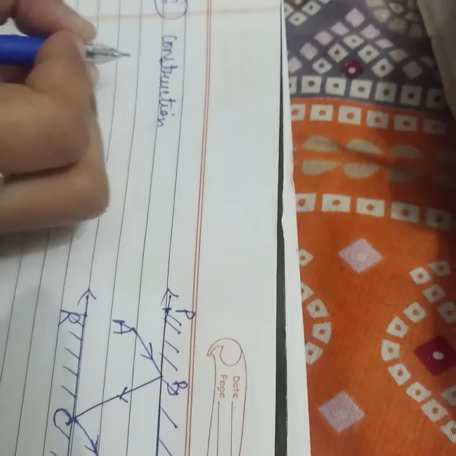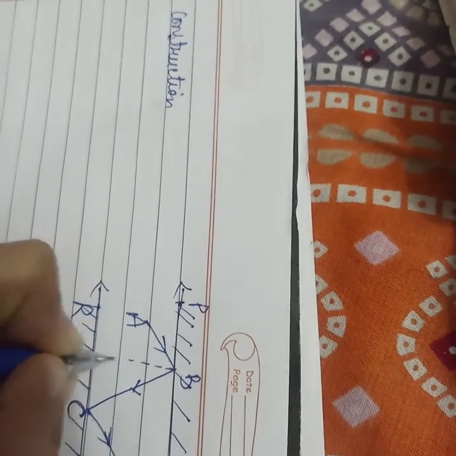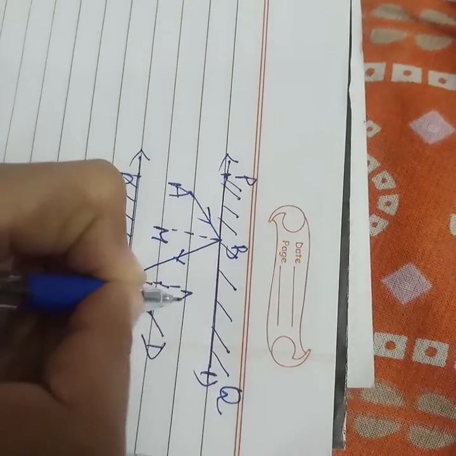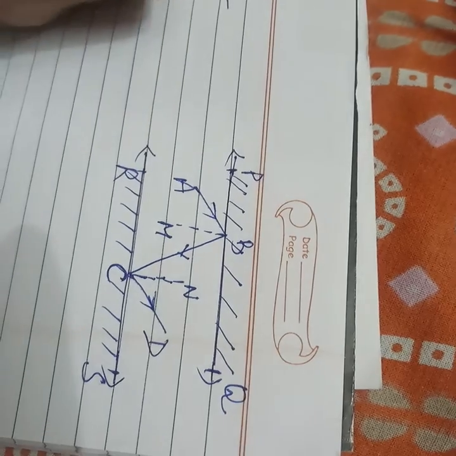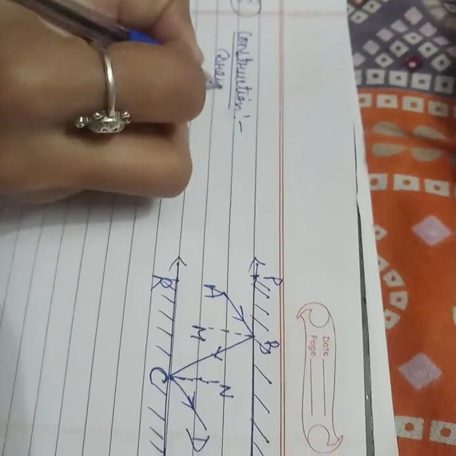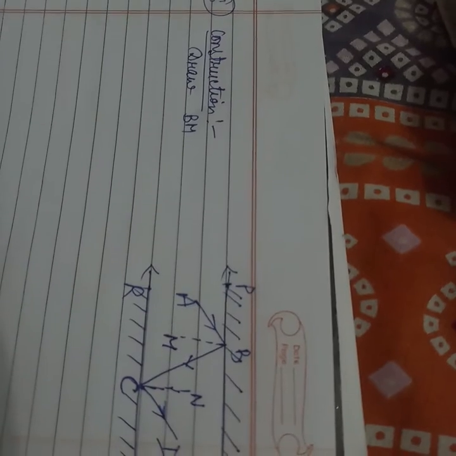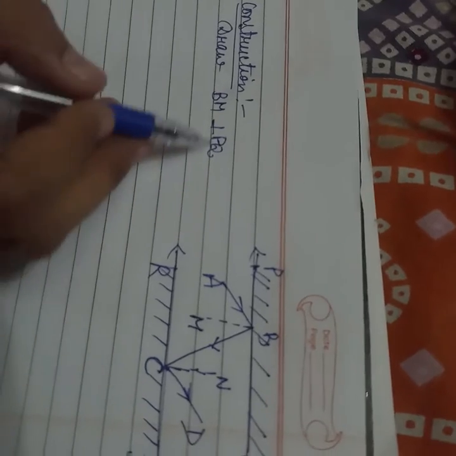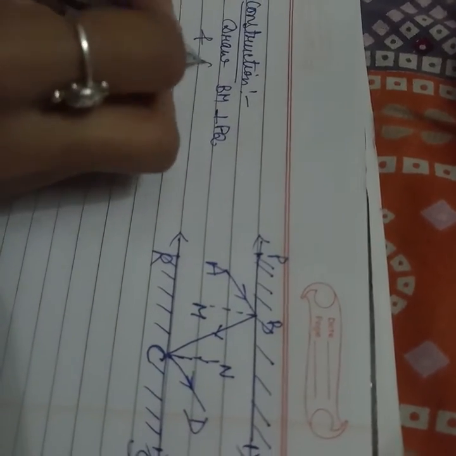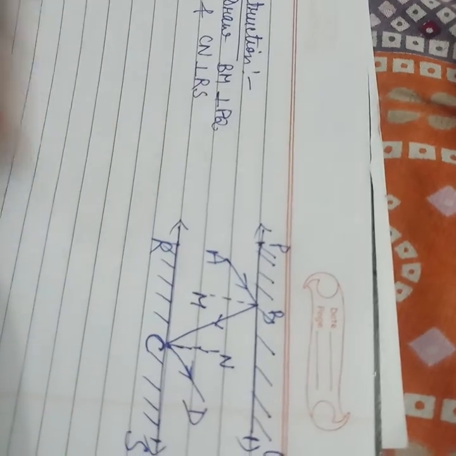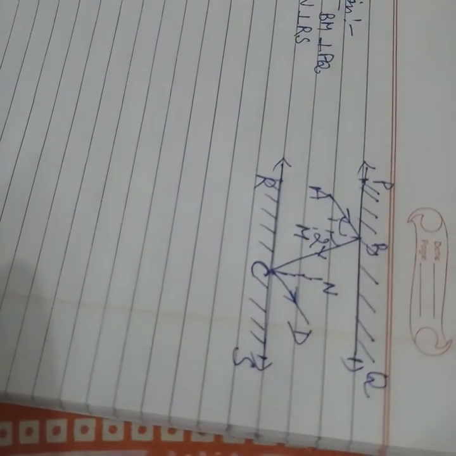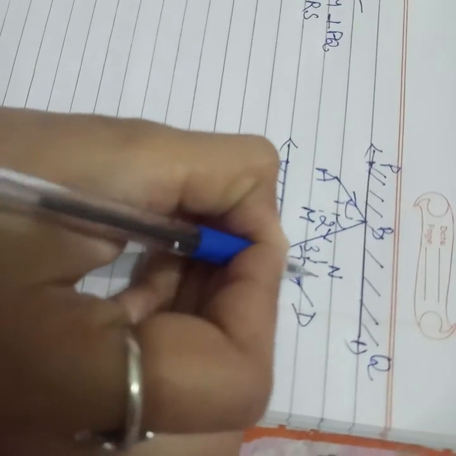In construction, we draw normals BM and CN. Draw BM perpendicular on PQ. Here the normal is at 90 degrees, so BM is perpendicular on PQ, and CN is perpendicular on RS. Now let this be angle 1, this angle 2, this angle 3, and this angle 4.